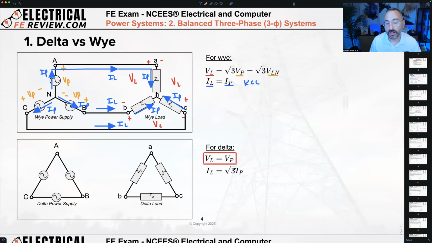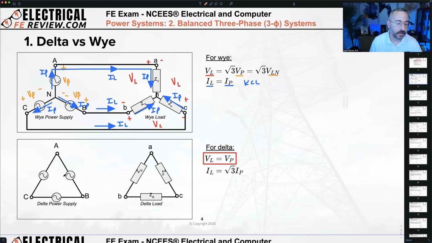Now the line current is bigger than the phase current by that square root of 3. So your voltage and current relationships, when you look at delta versus Y connection, when we're looking at the magnitudes, they're opposite. All right, picking on the voltages first, let's see if we can identify why the phase voltage of a delta connection equals the line voltage of a system.